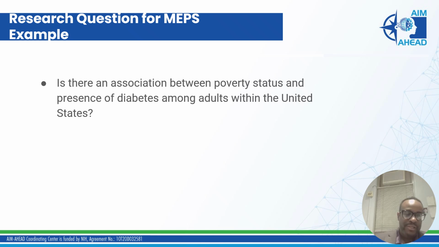For our research question in this example, we have two variables, both of which are categorical in nature. Our independent variable is the respondent's poverty status, and the dependent variable is whether or not the individual has diabetes. The analysis is restricted to adult respondents who are at least 18 years old.